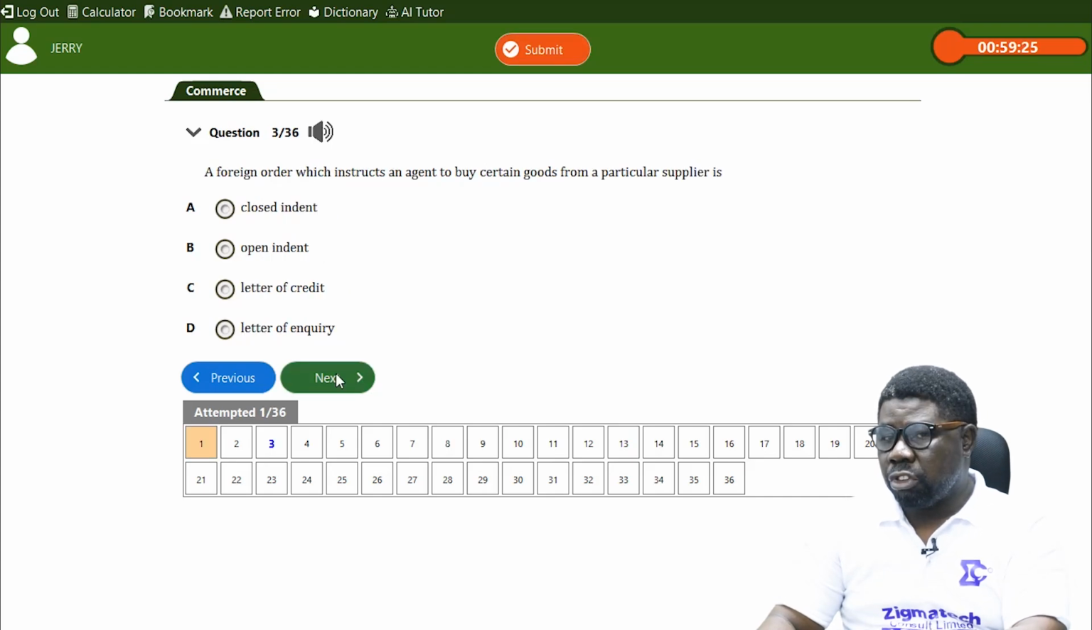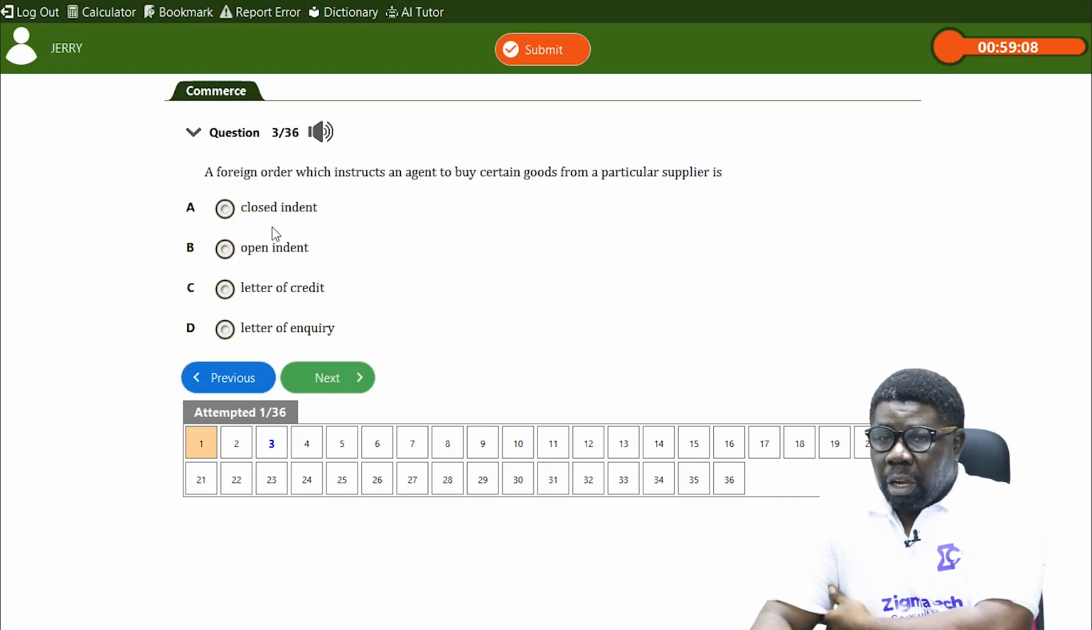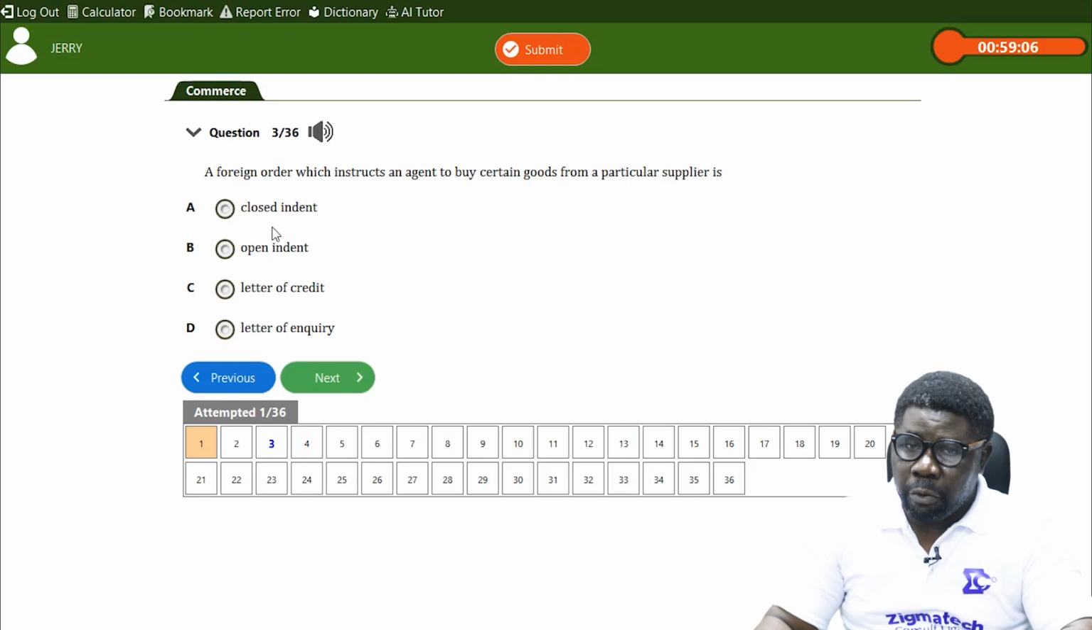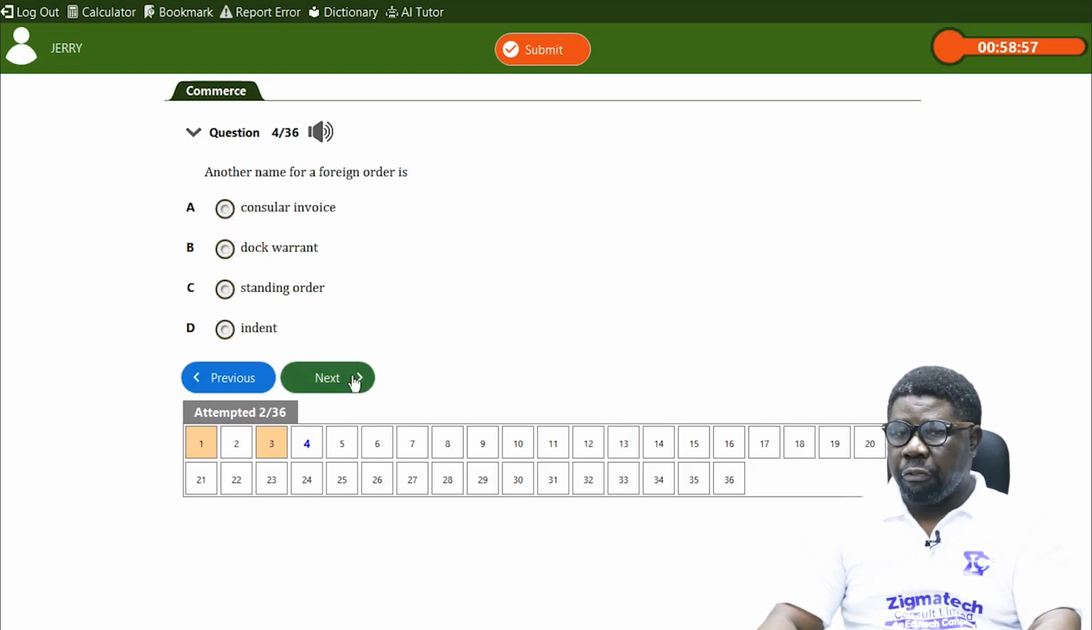A foreign order which instructs an agent to buy certain goods from a particular supplier is what? When we did this particular document, we didn't see this question, but now I'm answering it for you. This is called a closed indent. When it is specified and you must abide by the specification, you have a closed indent. Another name for a foreign order is what? It's an indent.